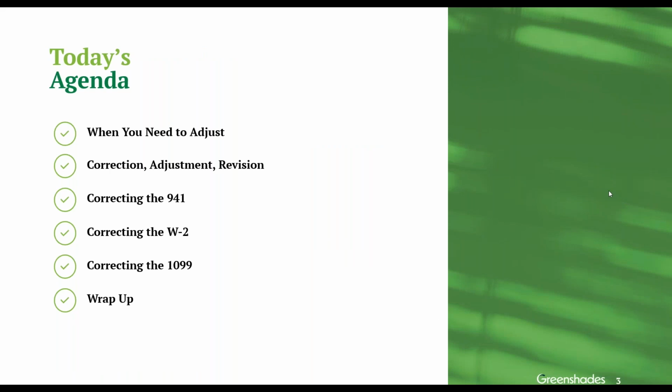All right, so today's agenda, we're going to talk a little bit about when you need to do adjustments, the process, and principles of correction, adjustment, and revision, what those three things are, what the differences are. And then we'll get into the technicals of how to do corrections for 941, how to do corrections for W-2, and how to do corrections for 1099. I know it looks like a big agenda, but I promise we will get through this pretty quick. And then we will wrap it up and answer some questions.